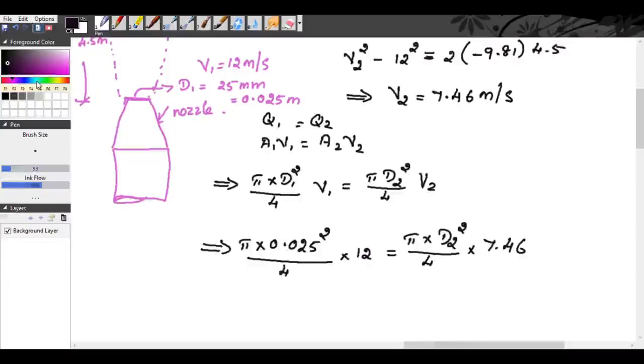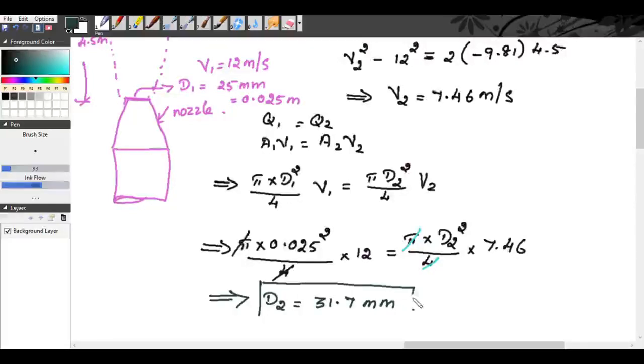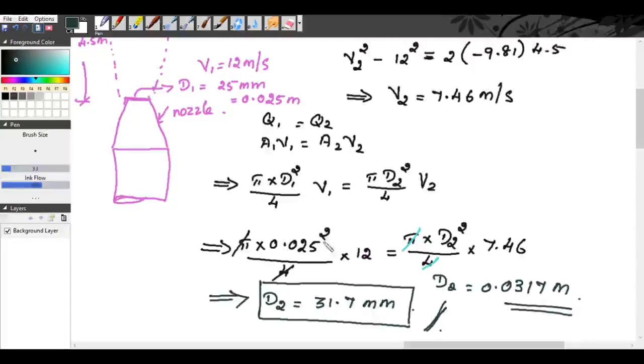So you can cancel this pi by 4 and pi by 4. So the only unknown is D2. So we get D2 is equal to 31.7 mm. So this is your answer. So if D1 is 25 mm, you will get D2 is equal to 0.0317 meter, right? So that is nothing but 31.7 mm.